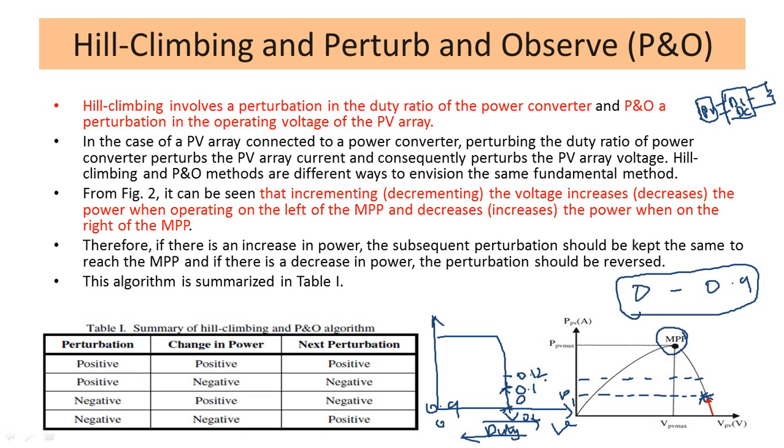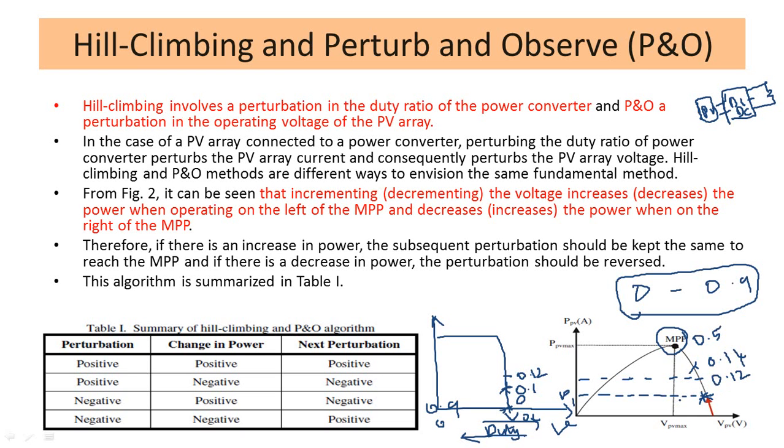If power is incrementing from 0.1 to 0.12, it means you are going in the right direction, in a forward direction, which means you have to go on incrementing your duty cycle. 0.14, 0.16, 0.18, like that you have to keep incrementing, and at some point it will reach your MPP. Let me say at 0.5 it reaches the MPP.